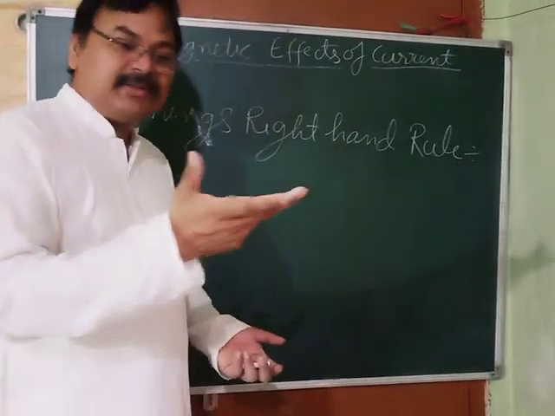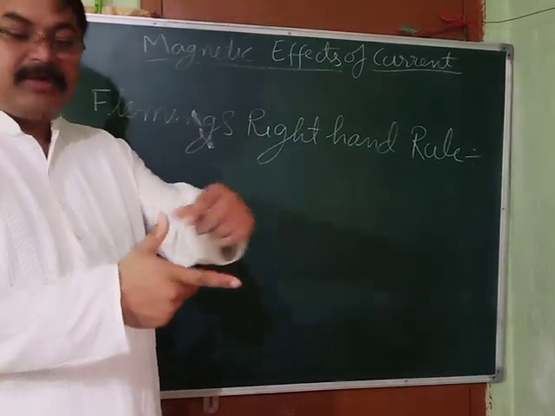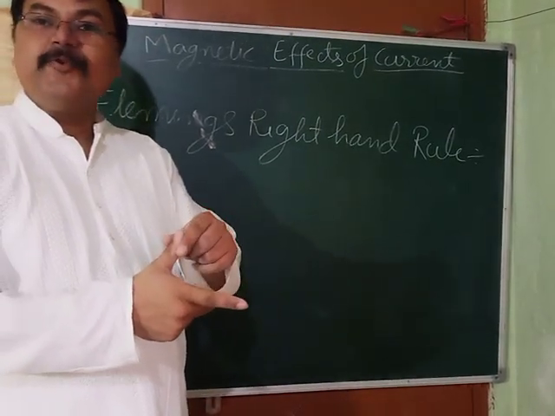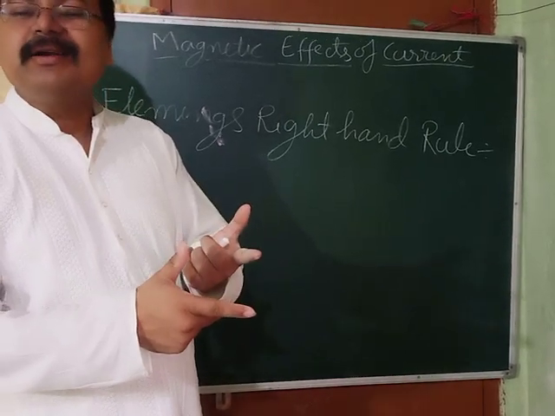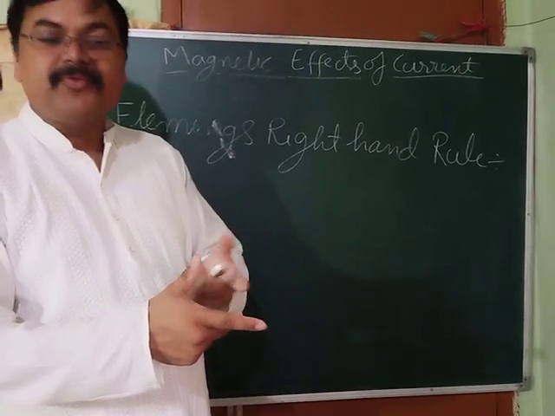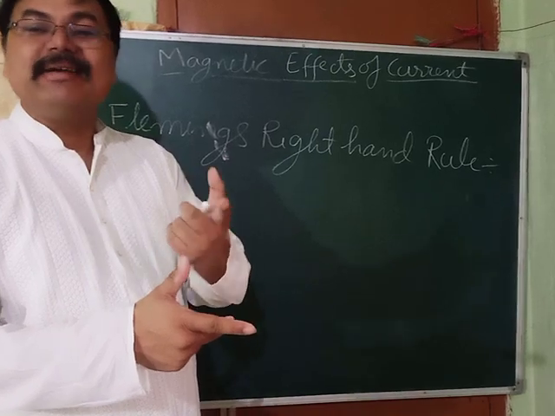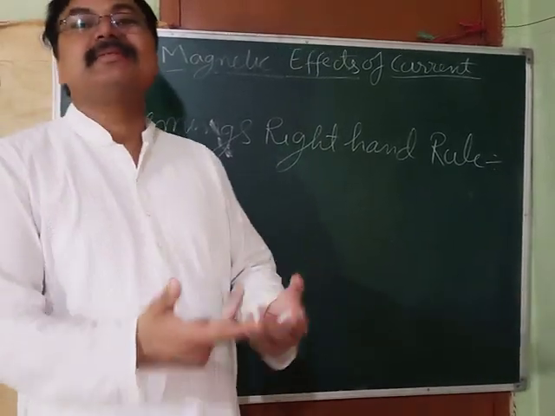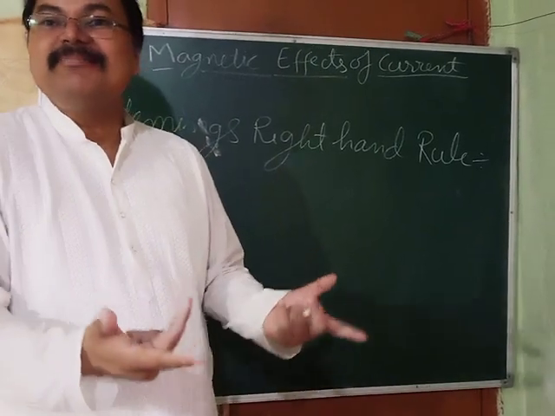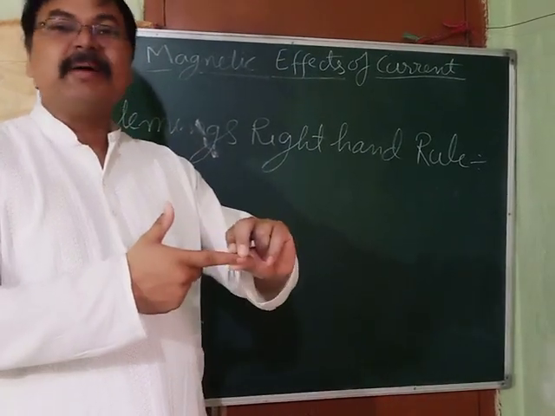So again, this thing is the same. See, it is father, mother, child. F means force. The direction in which the force will be acting, in that direction only the conductor will move. So when there is a motion, obviously the force is acting in that direction, but this time it is not magnetic force, it is force applied by us, by some other means.